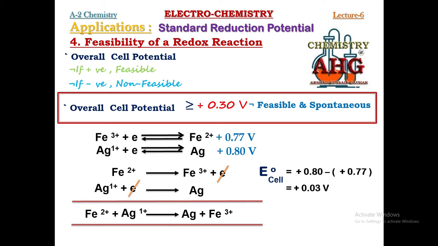So this question, its answer is correct, because we have written an equation for a feasible reaction as required. Now besides this, what are the other types of questions that can be asked in your A2 exams? Let's see.